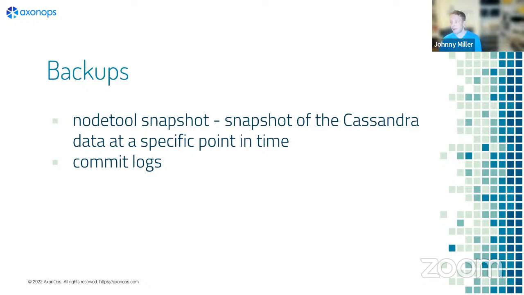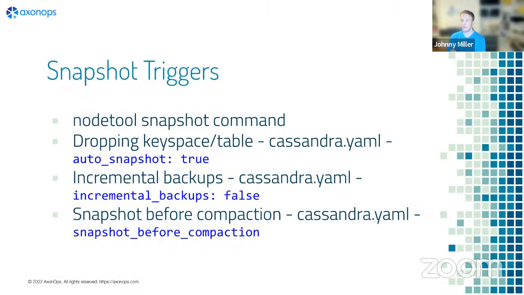The other thing with backups is around your commit logs. Cassandra has commit logs that get written to, and these can be archived to give you a point-in-time restore to specific points in what's happening on your cluster. Snapshots are usually the main thing people are backing up with Cassandra, and there are a couple of things to be aware of that will trigger snapshot events on your Cassandra cluster. The first one: if you obviously call nodetool snapshot, it will take a snapshot backup of the data on the local file system.